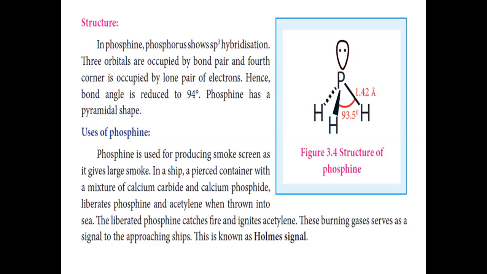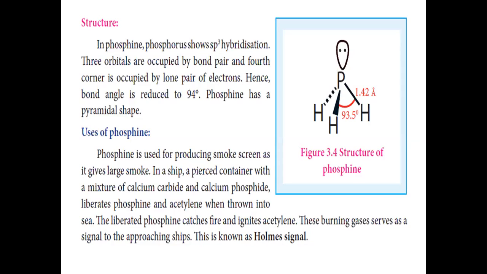Phosphine is used for producing smoke screens as it gives large smoke. In a ship, they keep a container with a mixture of calcium carbide and calcium phosphide. Once the container is thrown into the water, the water enters into the container and mixes with the calcium carbide and calcium phosphide. At that time it liberates phosphine and acetylene.